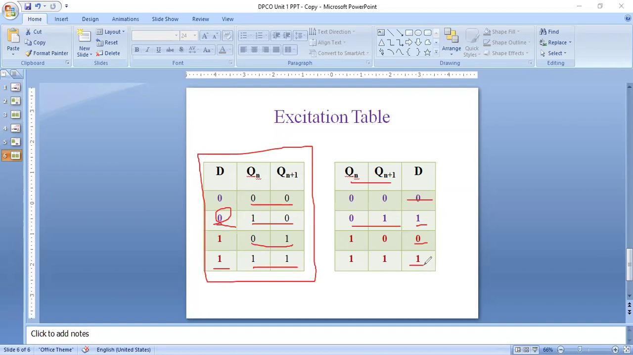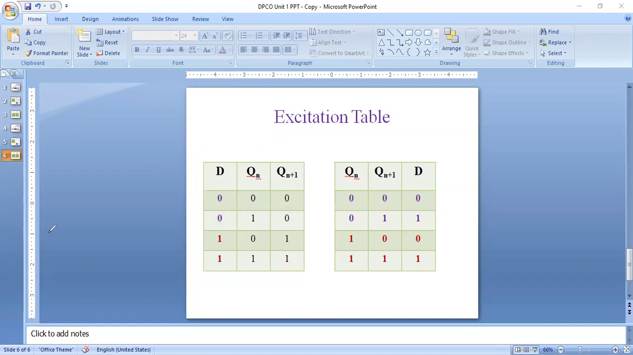So in this video we have discussed the D flip flop, its characteristic equation and the excitation table. Hope you all understood. What are the types of flip flops? SR, JK, D and T flip flop. In the next video we shall discuss how to convert one flip flop to the other. Thank you.